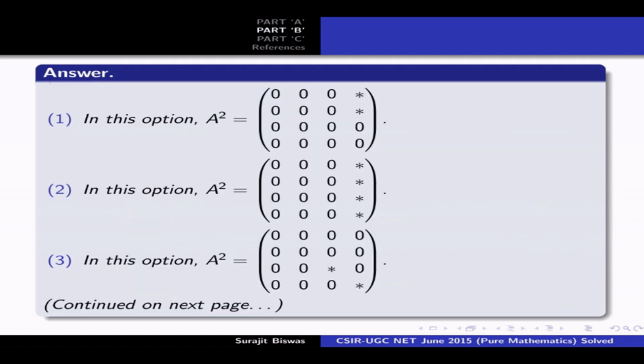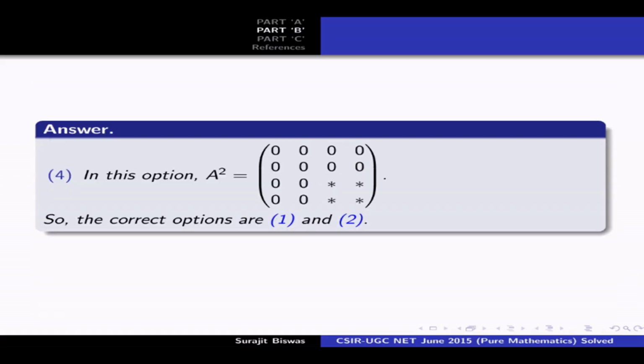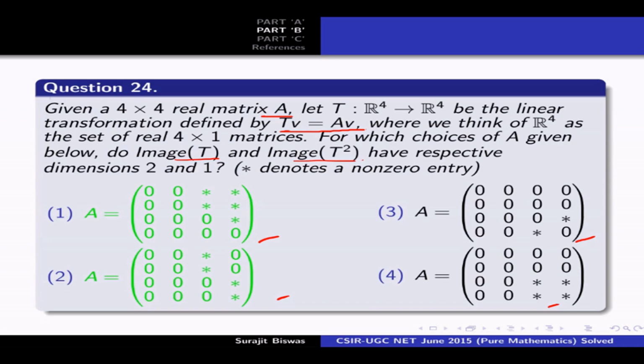The first option is okay. For the second option, A square is of this form, so it is also okay. For the third option, A square gives 2 rows and 2 columns non-zero, so it is not correct. And the fourth option gives 2 non-zero columns, so this also won't work. So here the correct options are option 1 and option 2.